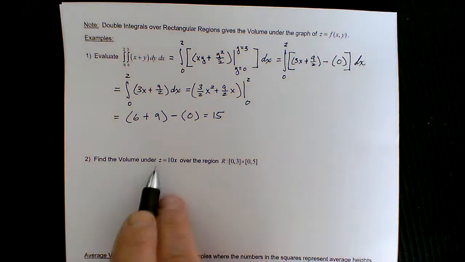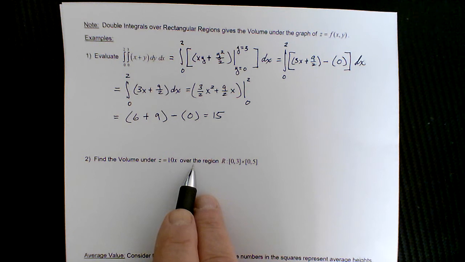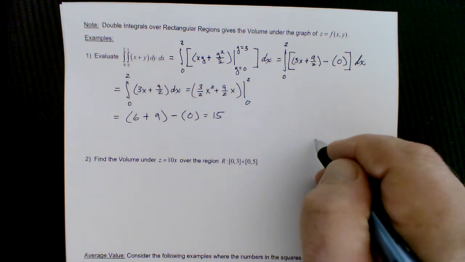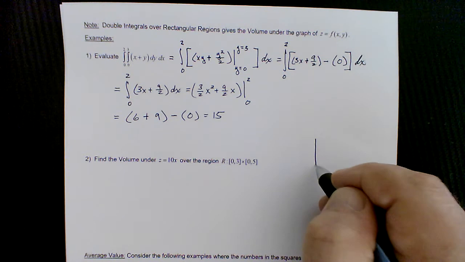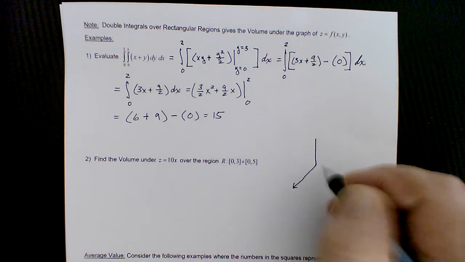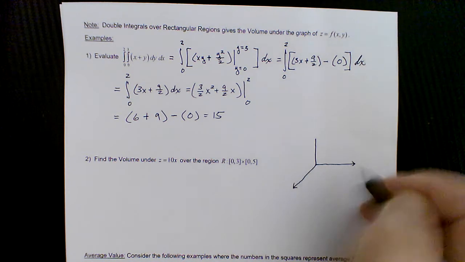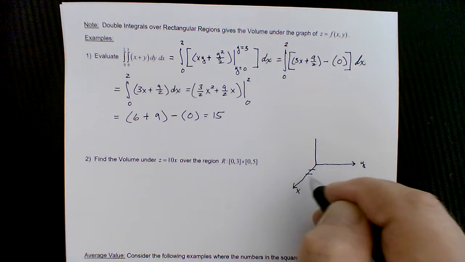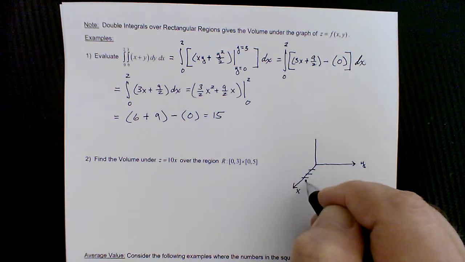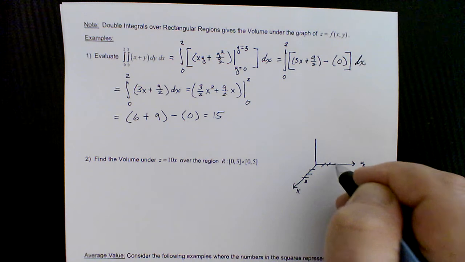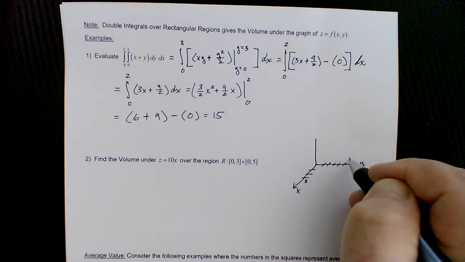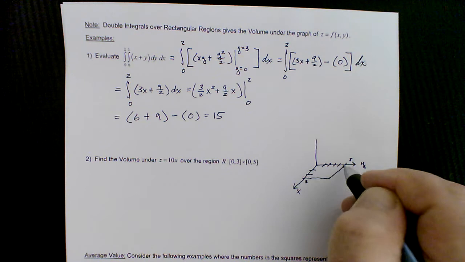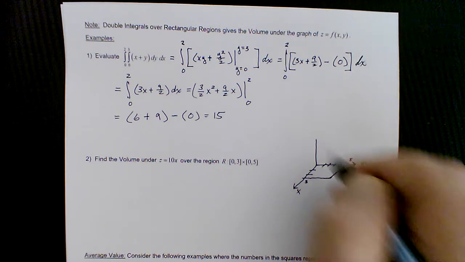Okay, so this one we'll actually be able to sketch. If you consider the region from 3, x equaling 3, y equaling 5. That's the rectangular region we're talking about.